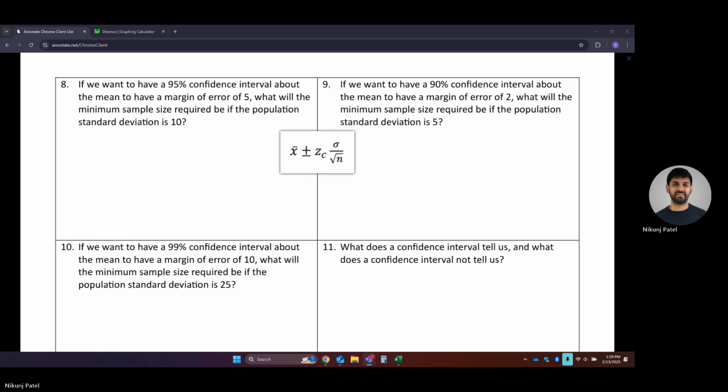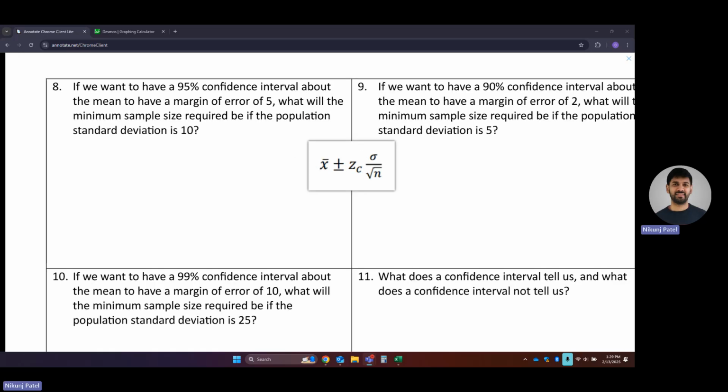On number 8, it says, if we want to have a 95% confidence interval about the mean, and to have a margin of error of 5, what will be the minimum sample size required if the population standard deviation is 10? So the key phrase that tells you which formula to use is that phrase right there. Again, just like the previous problem, it says confidence interval about the mean. This is that formula.